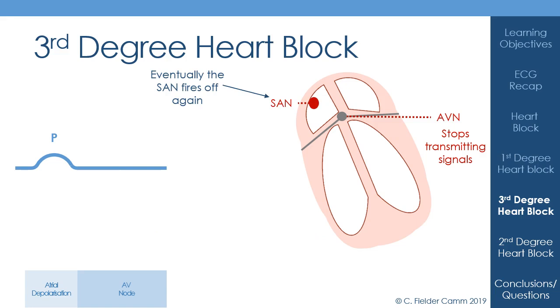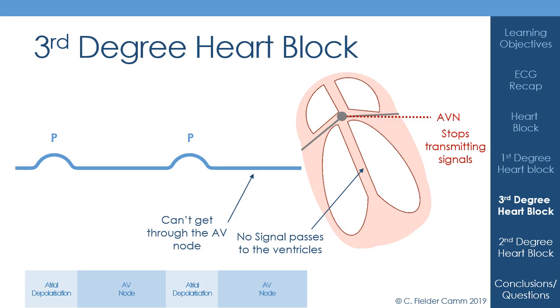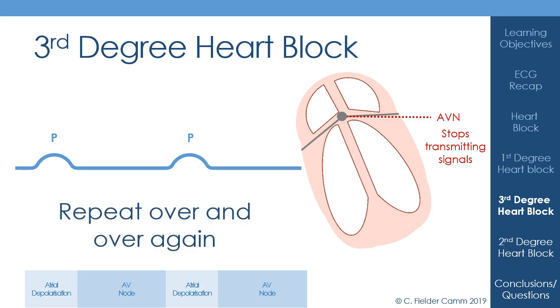And eventually the sinoatrial node might fire off again, we get another P wave, and then we get another prolonged PR segment, essentially, because we're just not getting signal through. And so there's no signal that goes into the ventricles. And this will just go over and over again. Obviously, if the ventricles don't do anything, that's not a good thing, and that's how people can die.